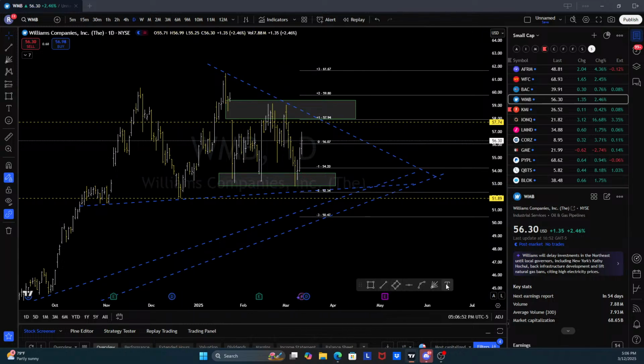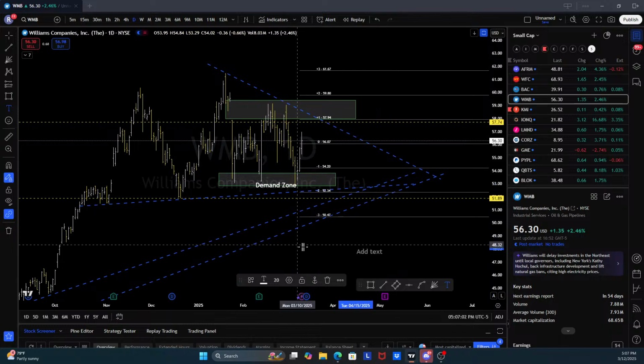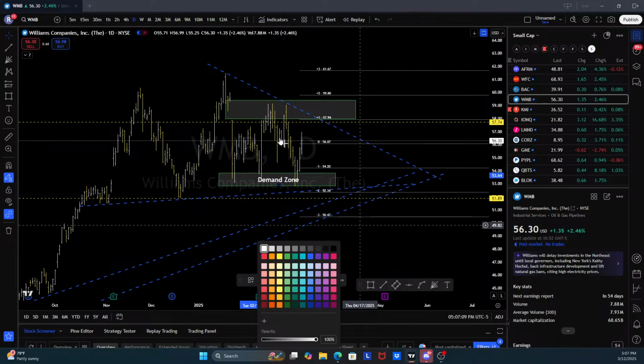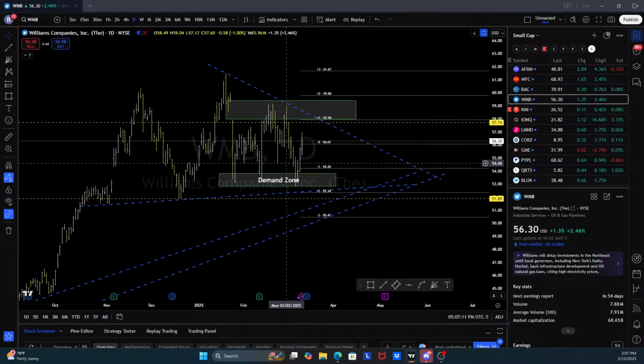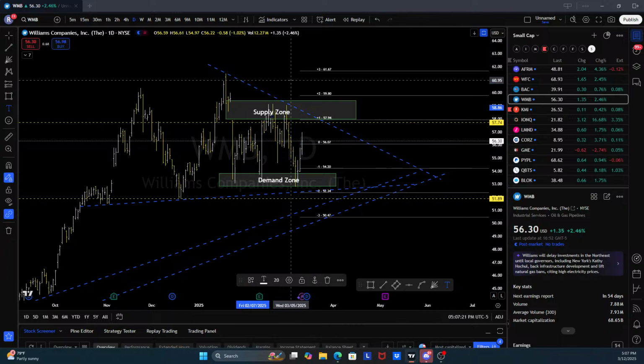So that's a demand zone. And then, supply zone.